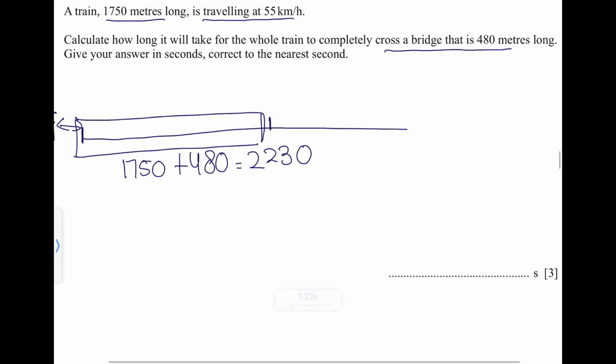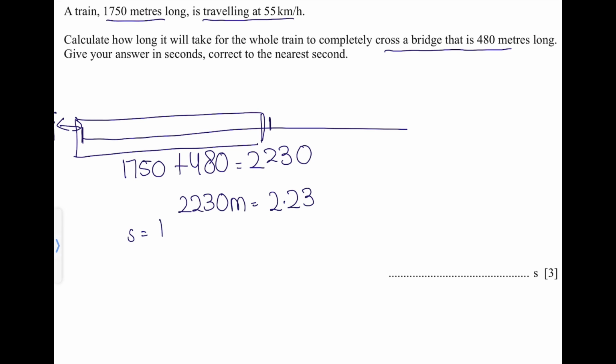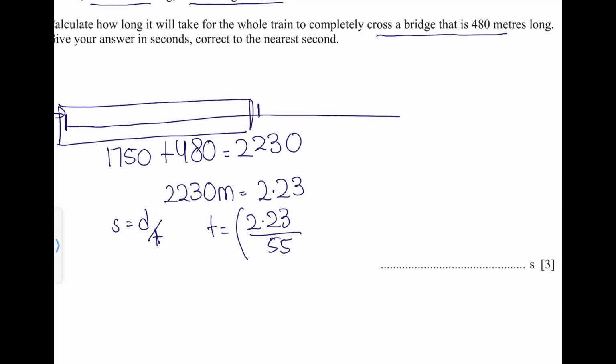2230. Then you're going to change your 2230 meters to kilometers by dividing it by 1000. When you divide it by 1000, you get 2.23 kilometers. Now, remember that speed is equal to distance divided by time. So time would equal the distance, which is 2.23, divided by 55 kilometers per hour. But this would give me the time in hours, right?